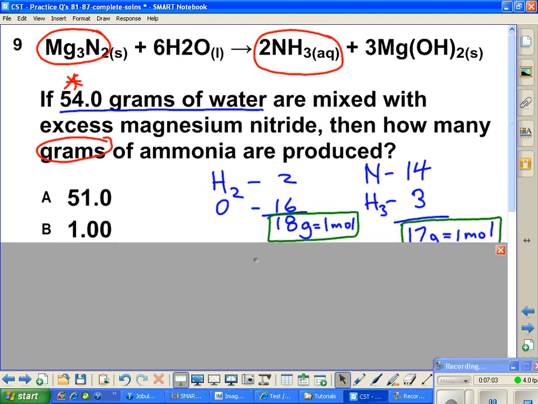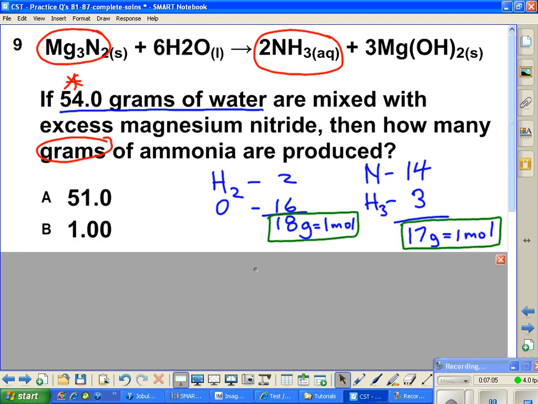First of all, we've got to get the molar masses. Can't do anything without that. And so for water, as you see here, 2 hydrogens is equal to 2 grams on the periodic chart, and 1 oxygen is 16 grams. Add them up and we get the 18 here.